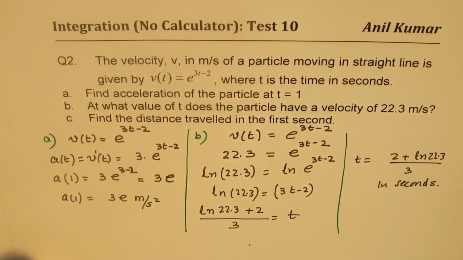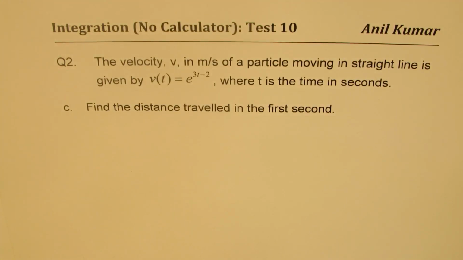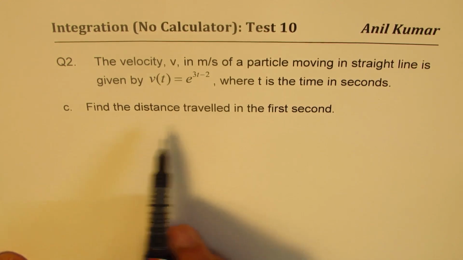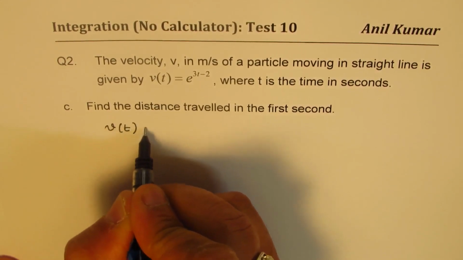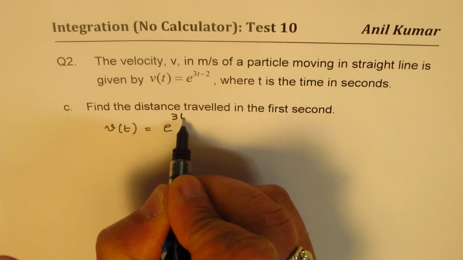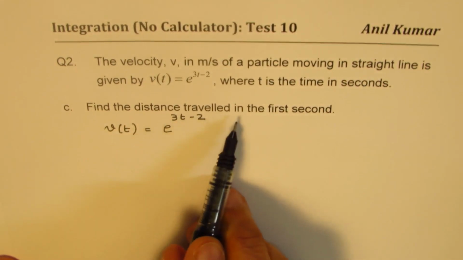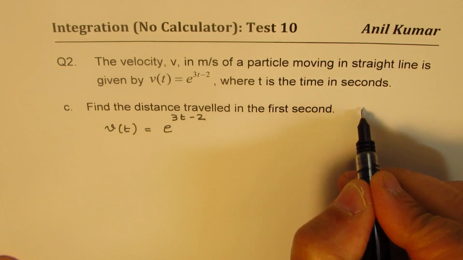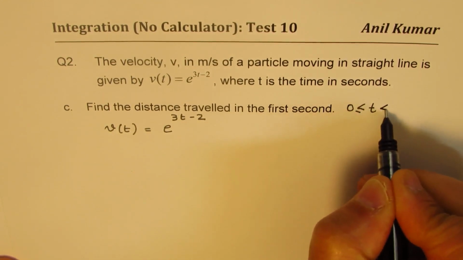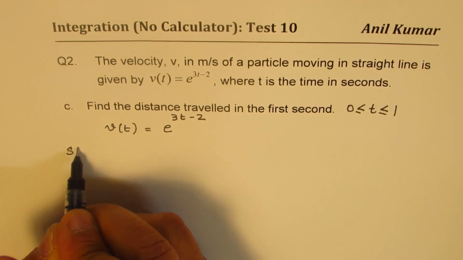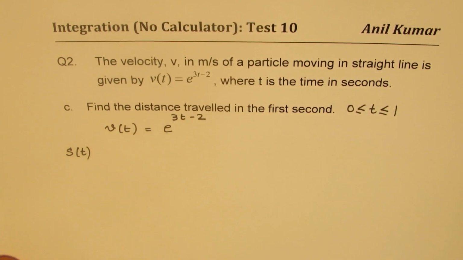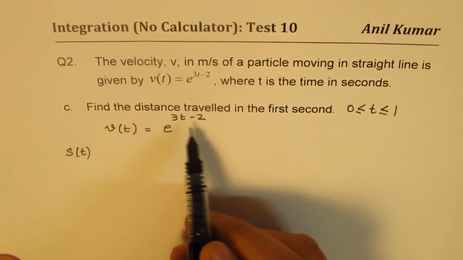Okay. Let's take part C on a fresh page. Find the distance traveled in the first second. Now to find the distance traveled, we need to integrate, right? So we are given the velocity as equal to e to the power of 3t minus 2. Distance traveled in the first second, that means from 0 to 1, correct? So that is what it means. So we need to integrate this, right? Now, for distance, it is a positive function, correct? So it is always increasing.